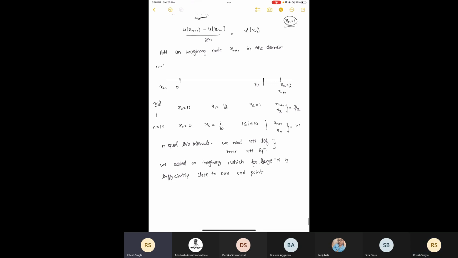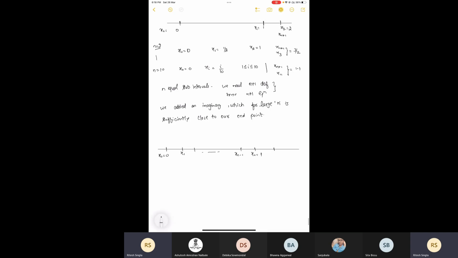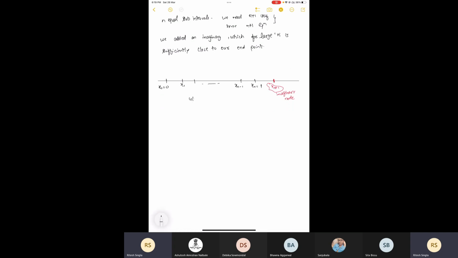So now if I start with this term, this is my x naught, which is 0, then x1, and then up to x of n minus 1, xn, which is equal to 1, and let me take this new node with some new pen. This is x of n plus 1, the imaginary node. So if we go like this, then what we have, again, u of x naught is equal to 0, equation number 1.